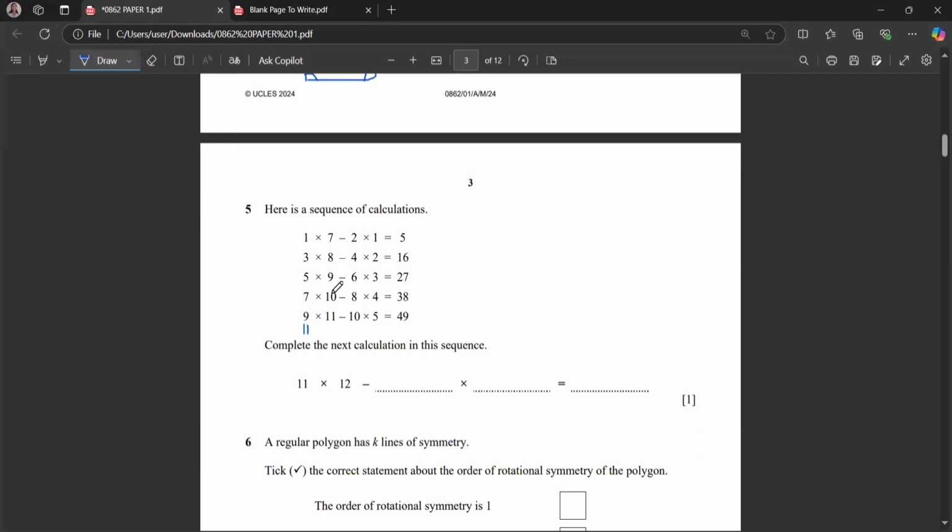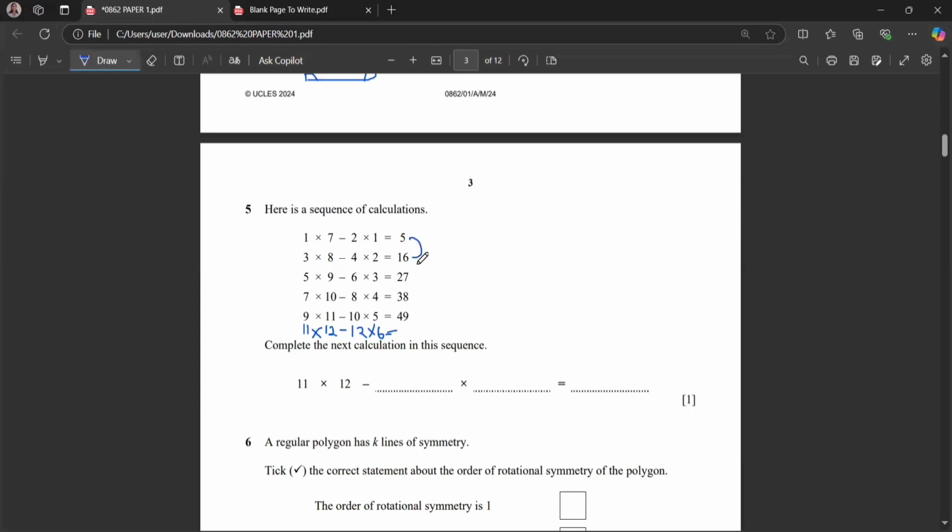Then 7, 8, 9, 10, 11. Again, you can see a pattern. Comes the next number 12. So 11 times 12 minus 2, 4, 6, 8, 10. So now it is an even pattern. That means the next will be 12 times 1, 2, 3, 4, 5. So the next will be 6, equal to.